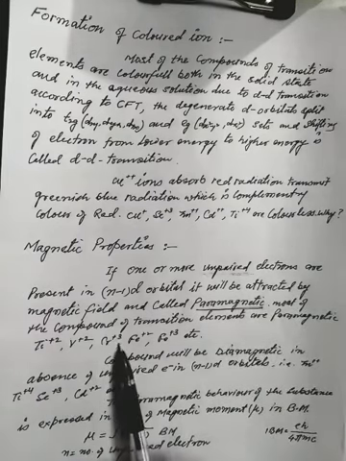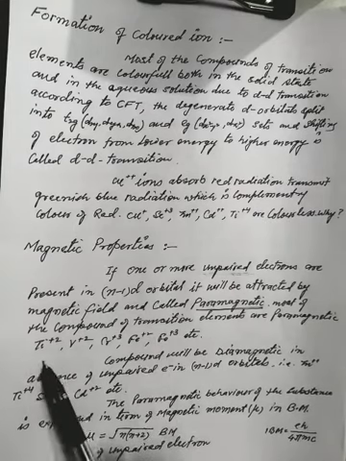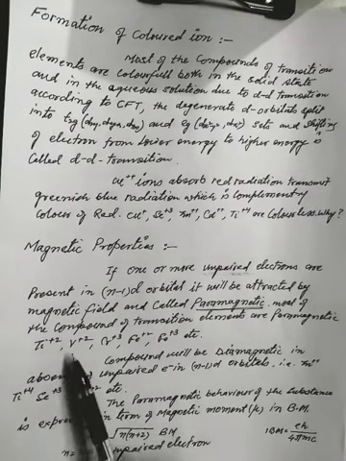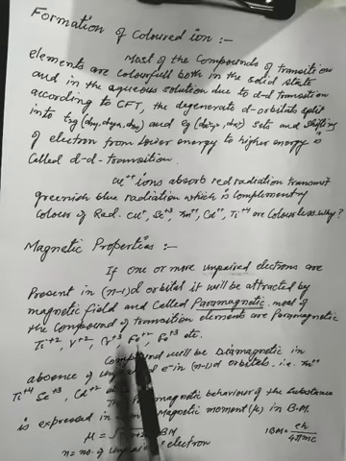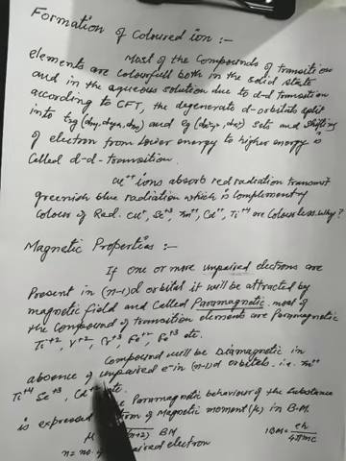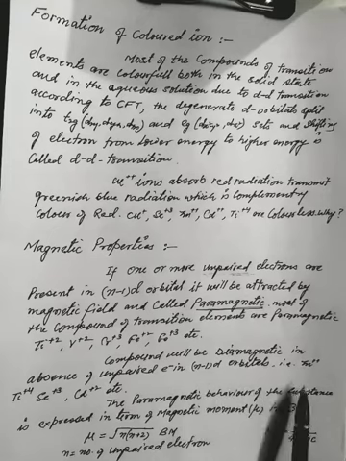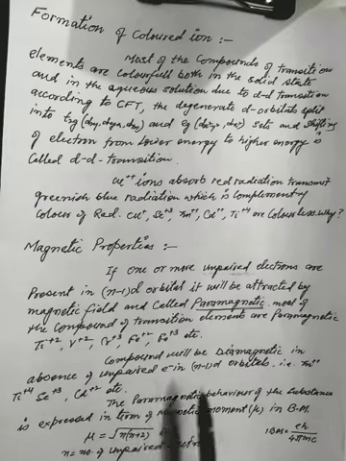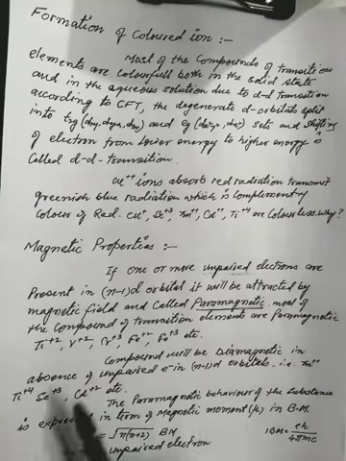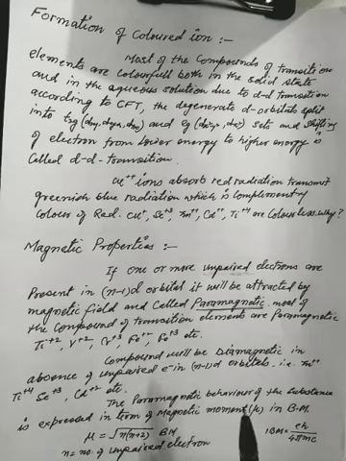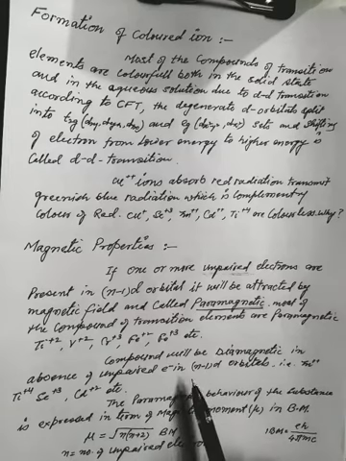Most of the compounds of transition elements are paramagnetic. These are the examples: Ti2+, V2+, Cr2+, Fe2+, etc. A compound will be diamagnetic in absence of unpaired electron in the n-1 d orbital. Examples are Zn2+, Ti4+, Sc3+, Cd2+. So why are they diamagnetic? Because of absence of unpaired electron. If there is no unpaired electron, it will not be attracted by the magnetic field.